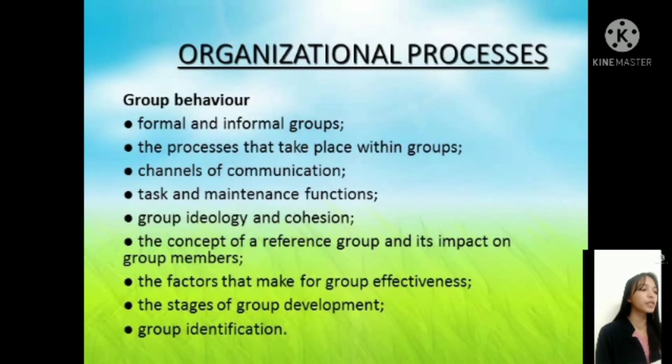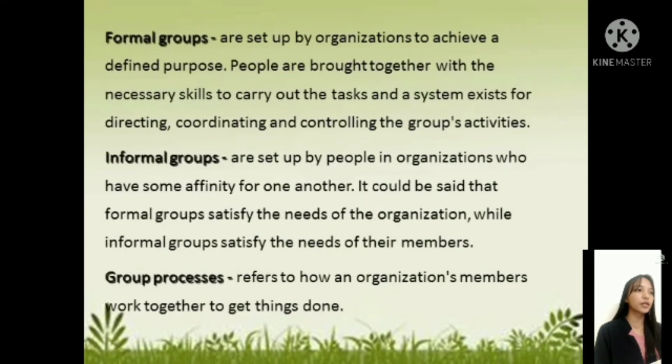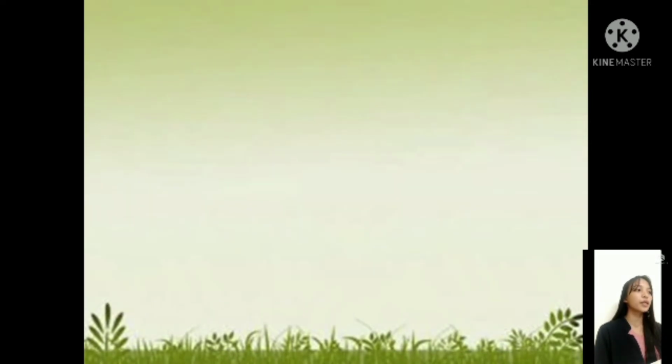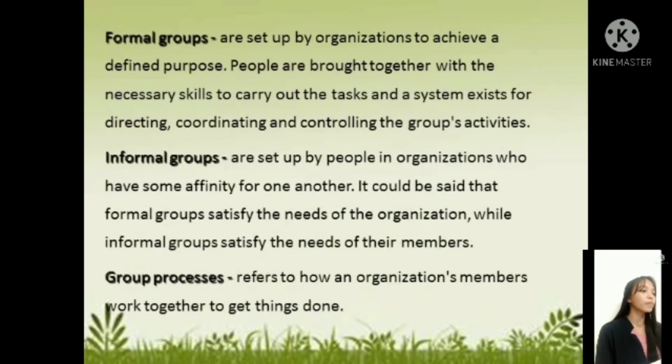The formal groups, the structure. The formal groups are set up by organizations. People are brought together with the necessary skills to carry out the task, and a system exists for directing, coordinating, and controlling the group's activities. The structure, composition, and size of a group will depend largely on the nature of the task. The more routine or clearly defined the task is, the more structured the group will be.